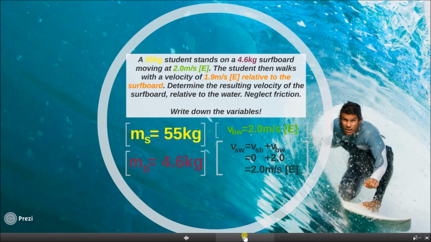VSW, the velocity of the student relative to the water, is equal to the velocity of the student relative to the board plus the velocity of the board relative to the water. This gives you 2.0 meters per second east. VSW prime is equal to the velocity of the student relative to the board prime plus the velocity of the board relative to the water prime. This gives you 1.9 plus VBW prime.